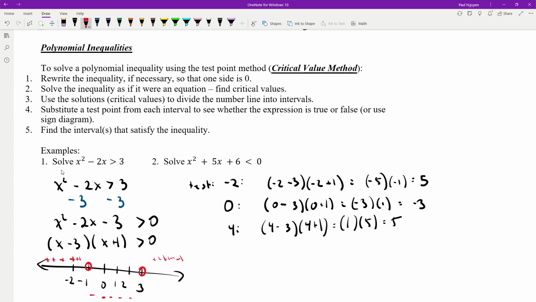Now, what do I want? What is the solution to this inequality? It's anywhere that this left side is bigger than 0. That is, it's positive, which means I want everything over here and everything over here.